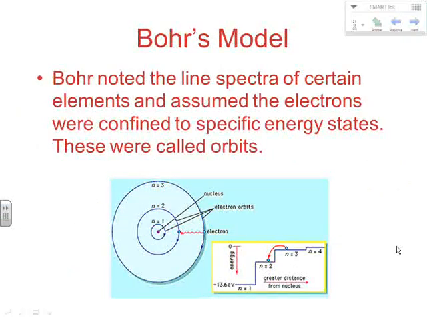Now, the first person who really was able to put together what might be happening and have a greater understanding of the bright line spectrum was a scientist by the name of Bohr. And he used this as his basis for understanding the electron that is inside a hydrogen atom. So Bohr noted the line spectrum of certain elements, and he used that to try and assume what was happening with the electrons and the energies that those electrons existed at. And he called this orbit.